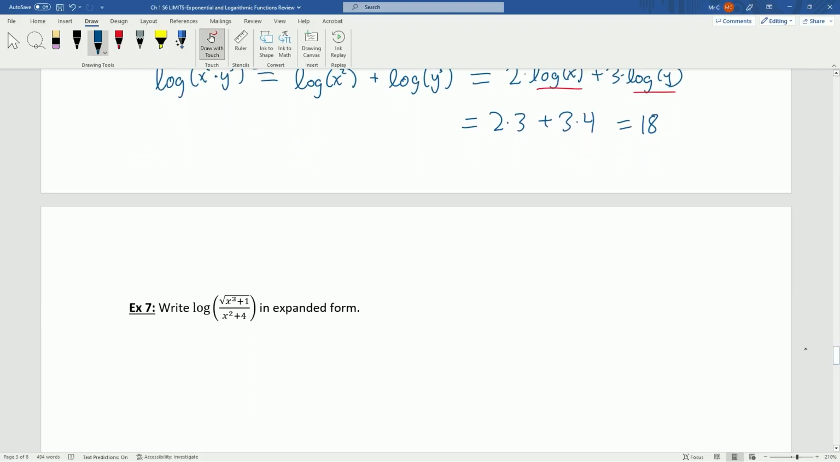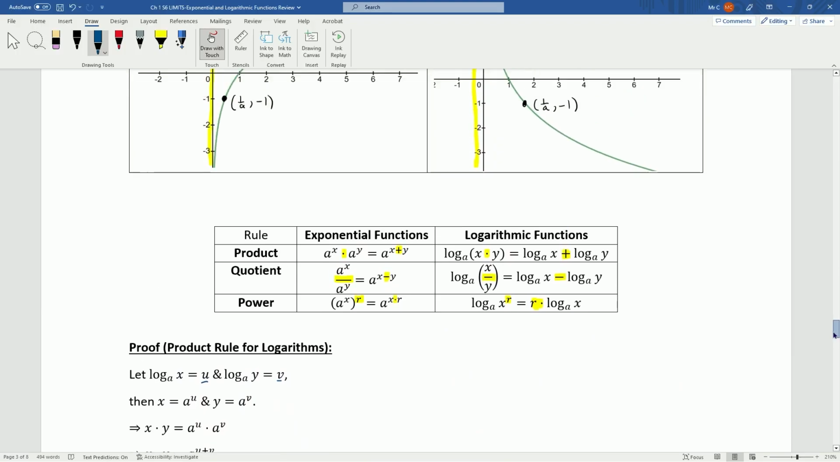Write log of the square root of x cubed plus 1 over x squared plus 4 in expanded form. Okay, so I just want to illustrate what that means real quick. Expanding means taking expressions that look like this left side and turning them into expressions on the right side. And condensing, which we sometimes do as well, means taking expressions that look like the right-hand side and moving to the left. So a question I often get is, when do I stop expanding, or when do I stop condensing? You stop when you no longer have expressions that are on the one side. So if I'm expanding, as soon as I don't have anything that looks like this left side, I stop. If I'm condensing, as soon as I don't have anything that looks like the right side, I stop.